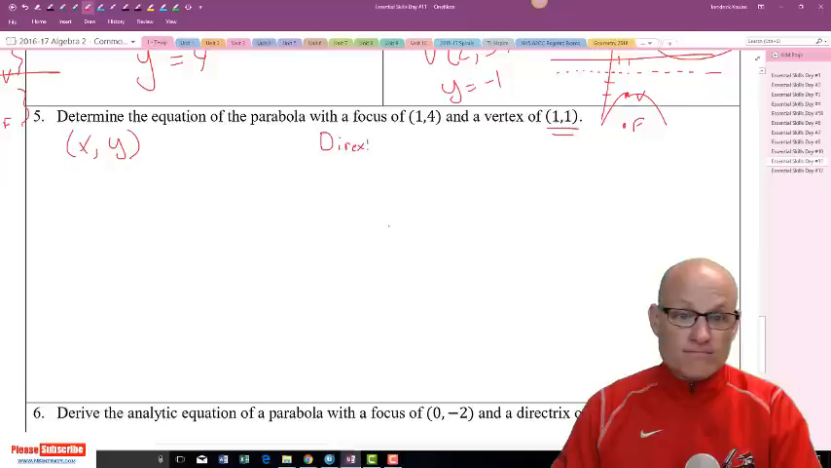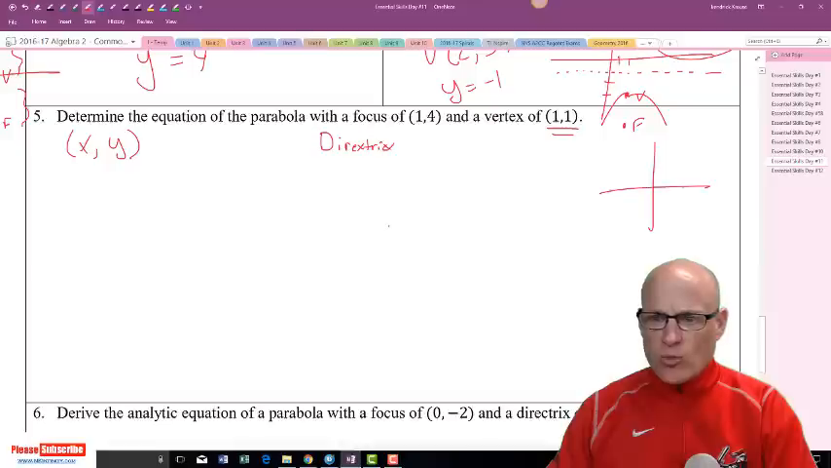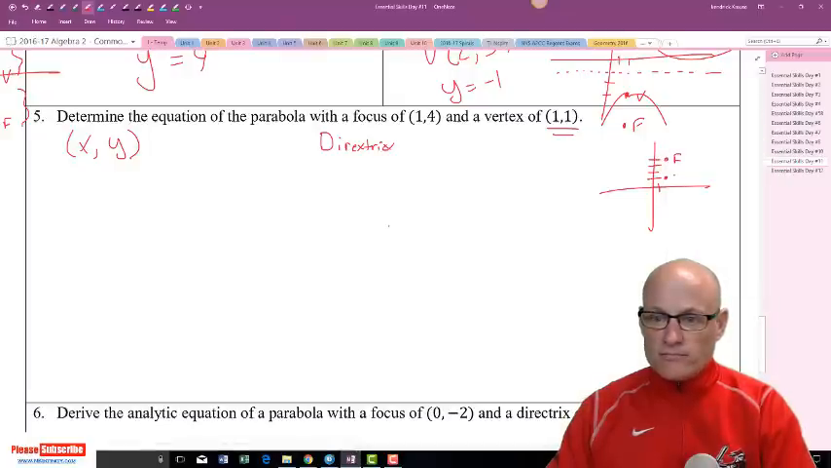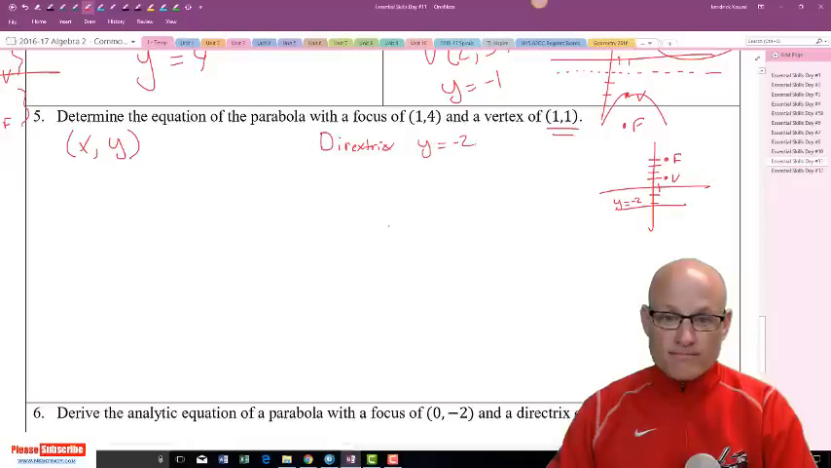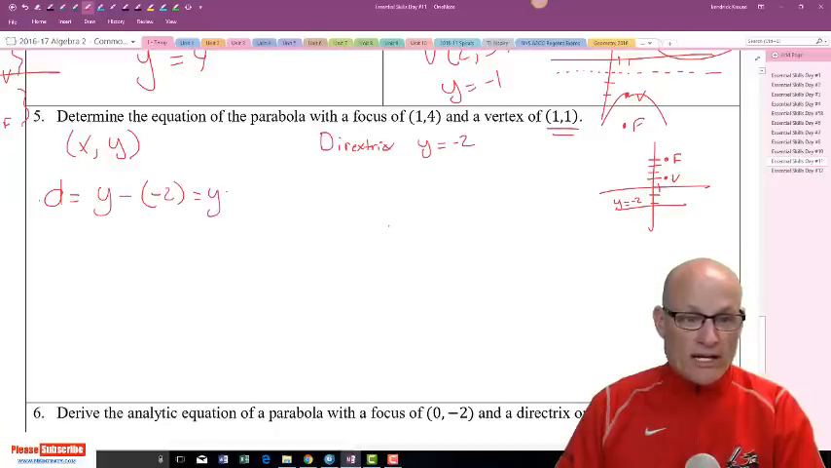So the directrix is, let's see, 1, 2, 3, 4. That's our focus. Our vertex is at 1, 1. That's our vertex. So that's down 3. So we're going to go down 3 more. Y equals -2 is our directrix. All right. So the distance is equal to y minus -2, or y plus 2.